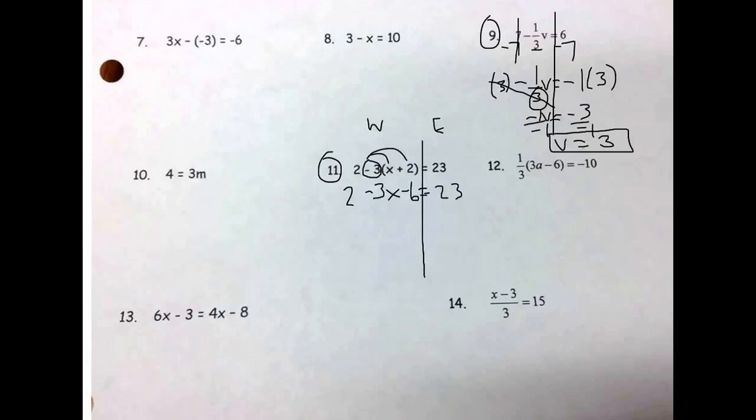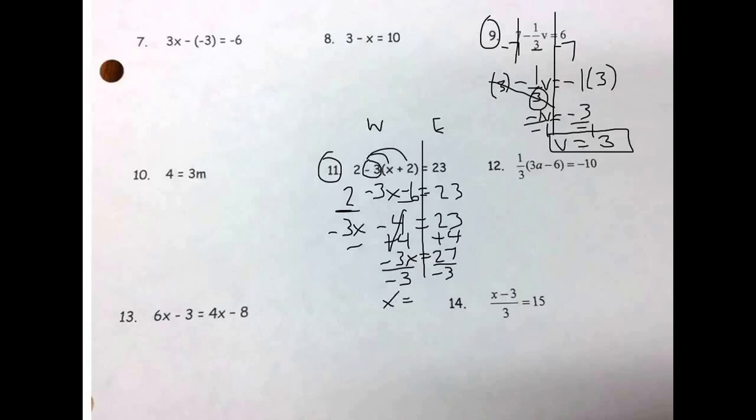We've still got simplification to happen on the west side. We have like terms. 2 minus 6 is negative 4. Bring down the negative 3x equals 23. We save the variable for last, so I'm going to add 4 to both sides. That gets me negative 3x. 23 plus 4 is 27. When it's beside it, I divide it, so divide both sides by negative 3, and x equals negative 9.